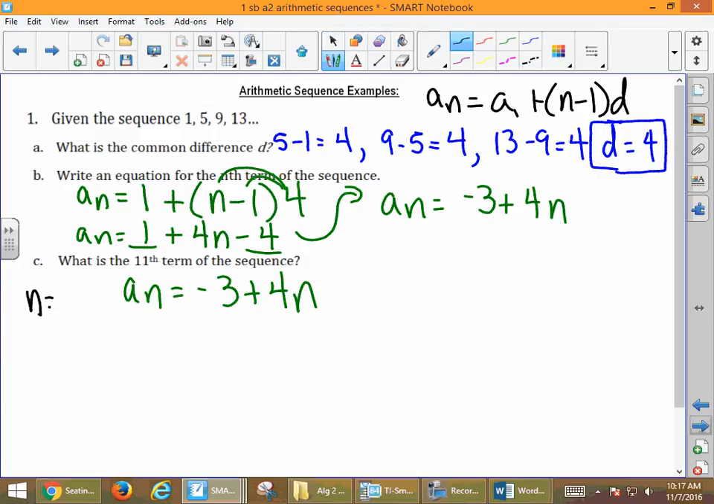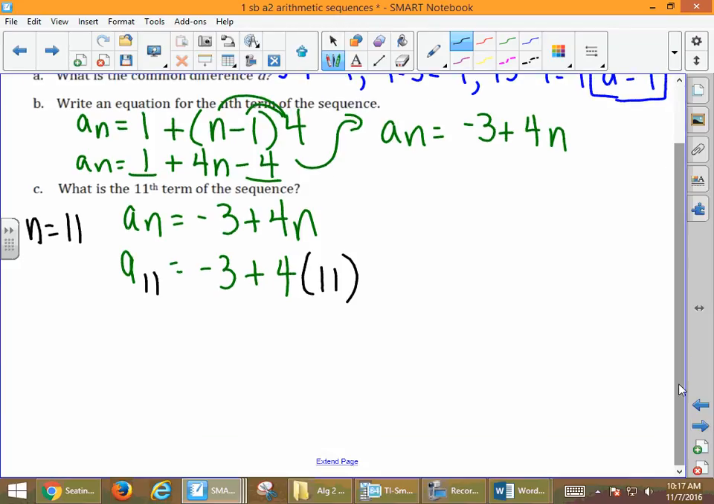Well, that means that we're going to put 11 in for n. So it's going to be a sub 11 equals negative 3 plus 4 times 11. And you can type that into your calculator here. But we end up with negative 3 plus 44, which is 41.